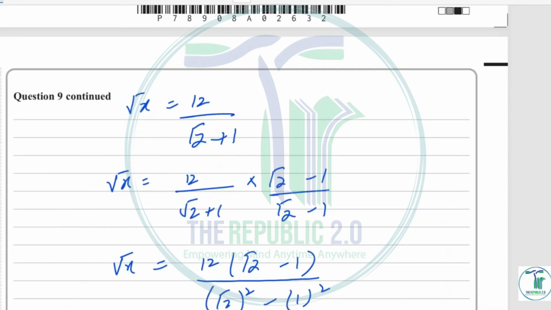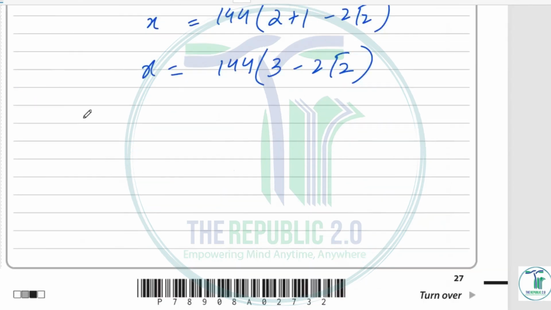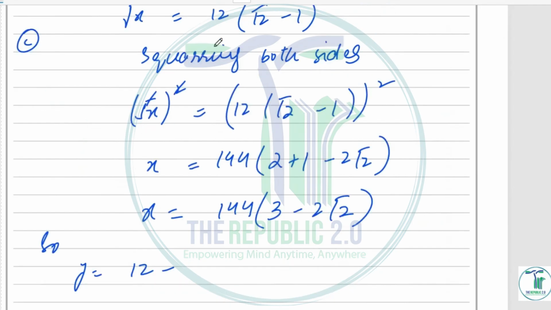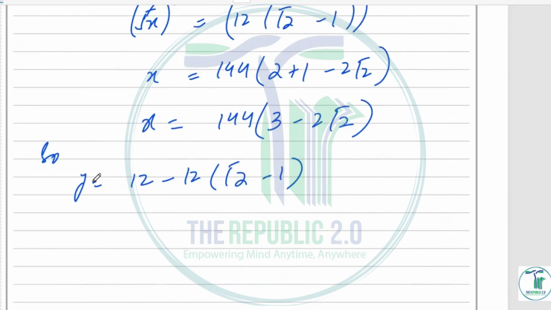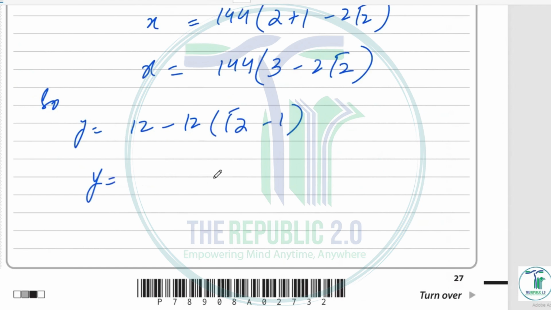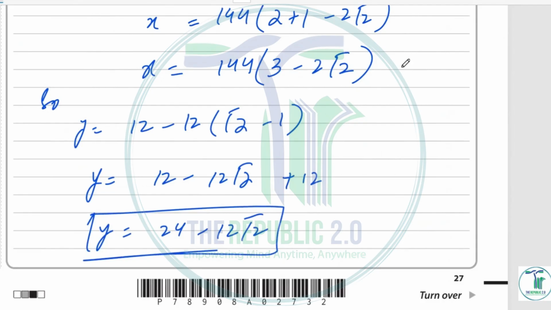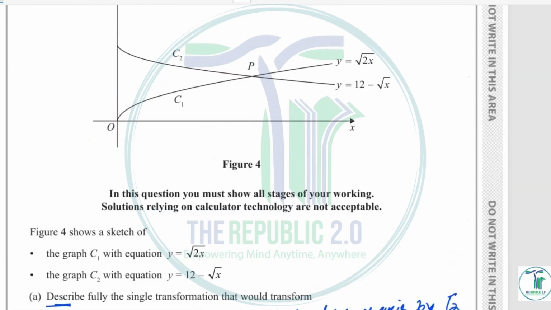So you can just simply plug in their value, right? So y has to be 12 minus the root of x, and if you remember, the root of x was 12 root of 2 minus 1. And now we just need to simplify that down as well. So y is equal to 12 minus 12 root of 2 plus 12, and that comes out to be 24 minus 12 root of 2. So the x coordinate of P would be this number, and the y coordinate of P should be this number. So that is how we're going to simplify this question down.